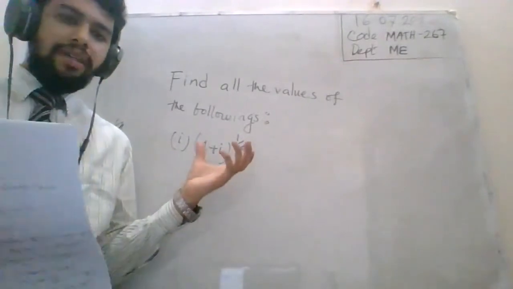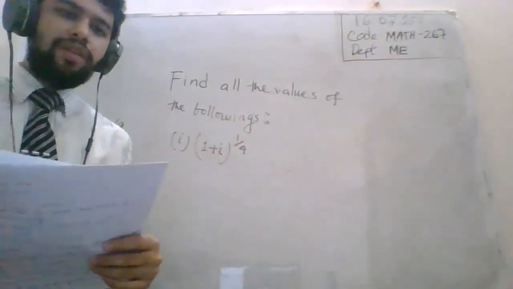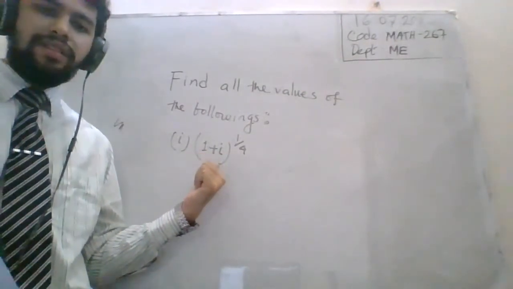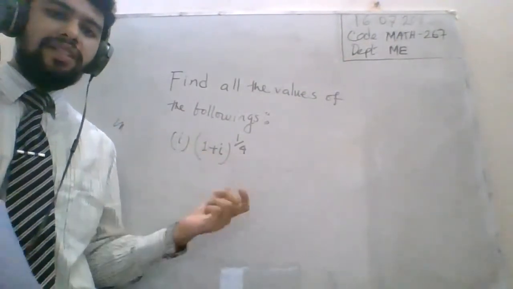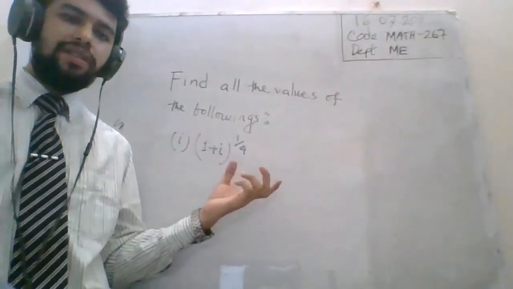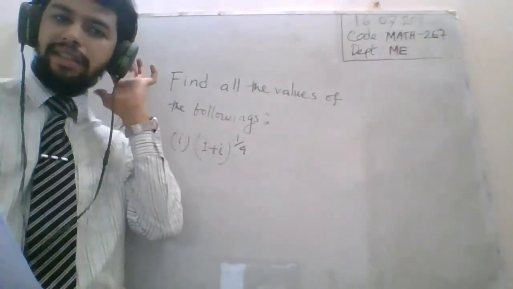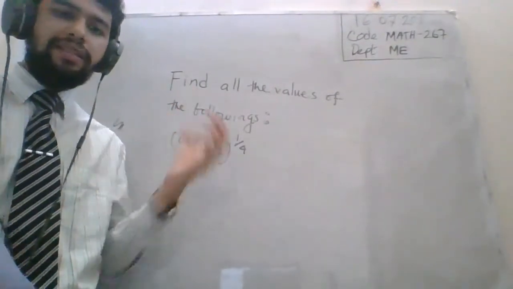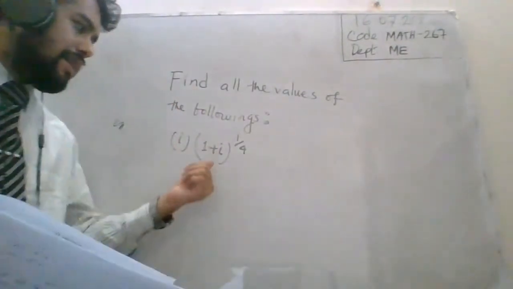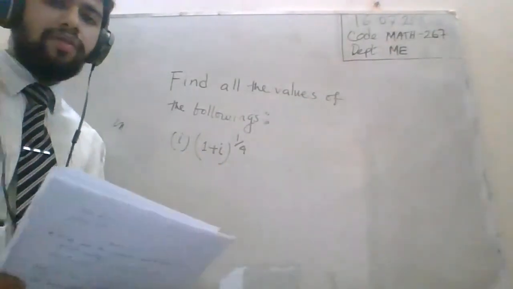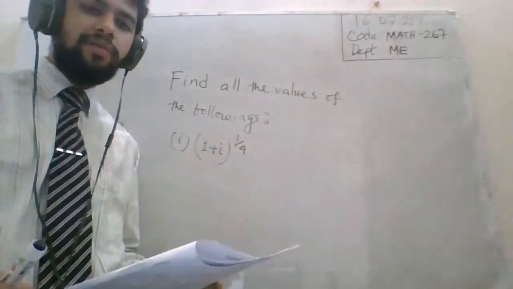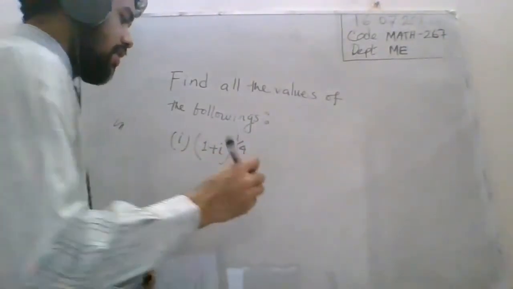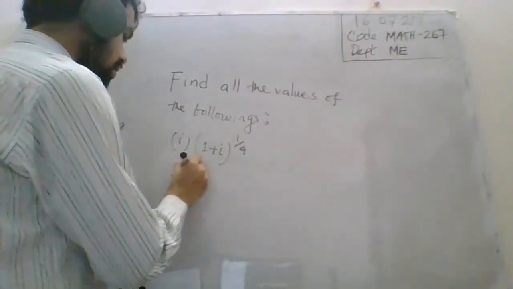We have to apply de Moivre's theorem. Okay, so at first here it is a complex number 1 plus I, and you have to convert it into polar form, which is r cos theta plus I r sin theta, right? We first have to convert it into polar form, then we can find the root from it using de Moivre's theorem.